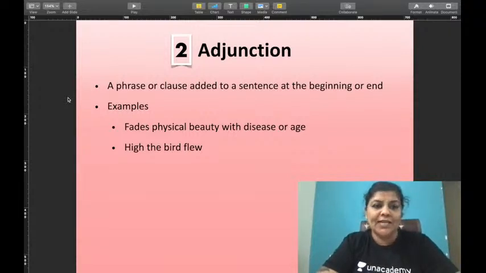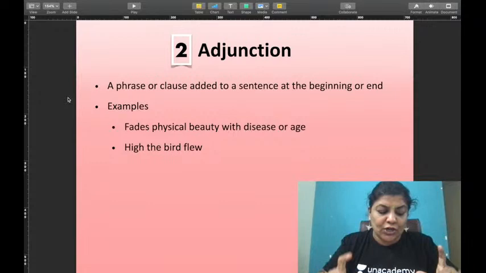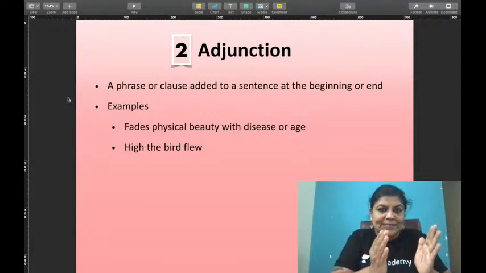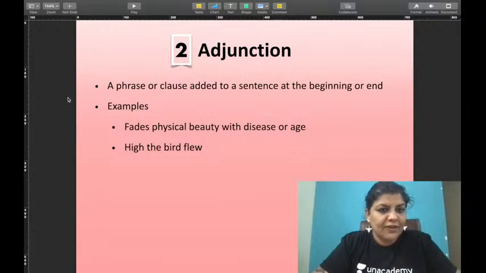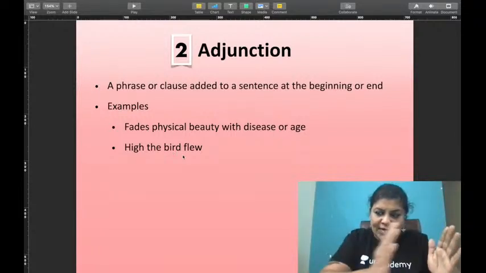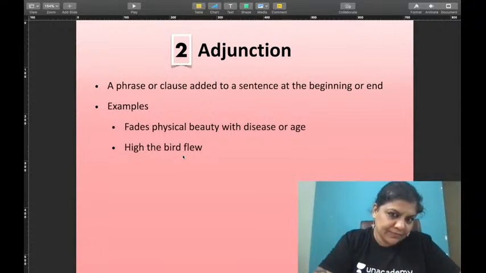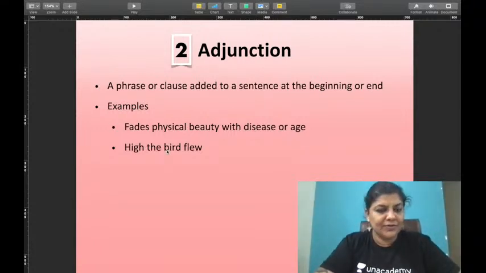Now the second one is adjunction. What is adjunction? A phrase or clause is added to a sentence at the beginning or end. Fades physical beauty with disease or age. High the bird flew. Adjunct means adding. A phrase or clause added.